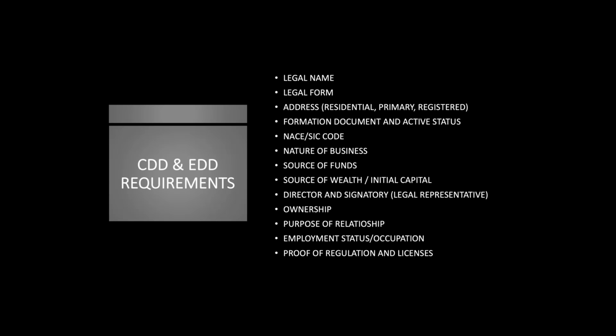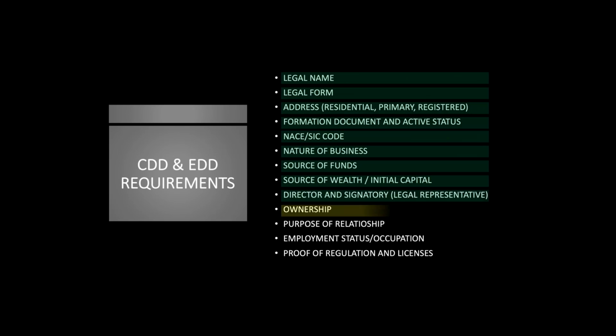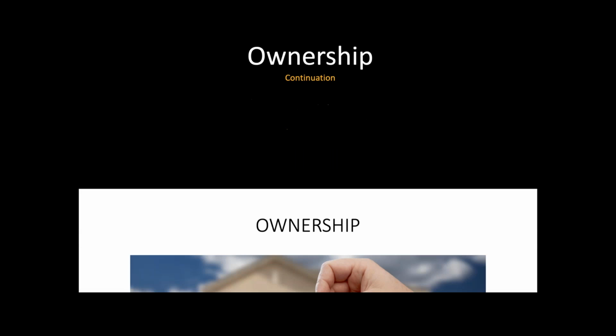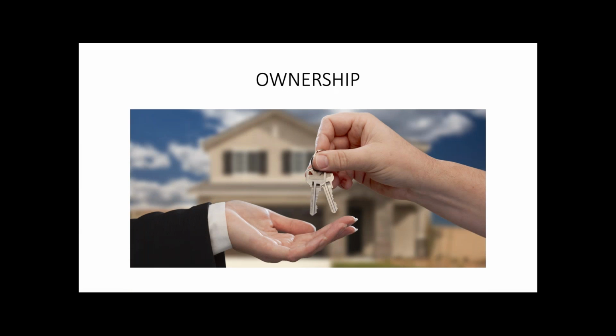And yesterday we talked about the legal name, legal form, address, and we have gone through formation document, NAICS code, nature of the business, source of funds, source of wealth, initial capital, director, signature, legal representative, right? So we're currently at ownership. So, ownership continuation. Now, what exactly is ownership?